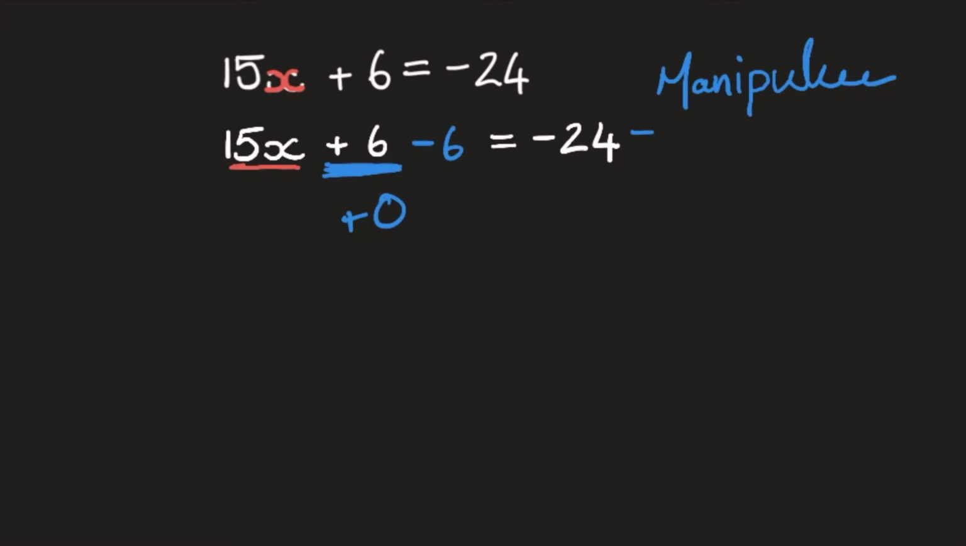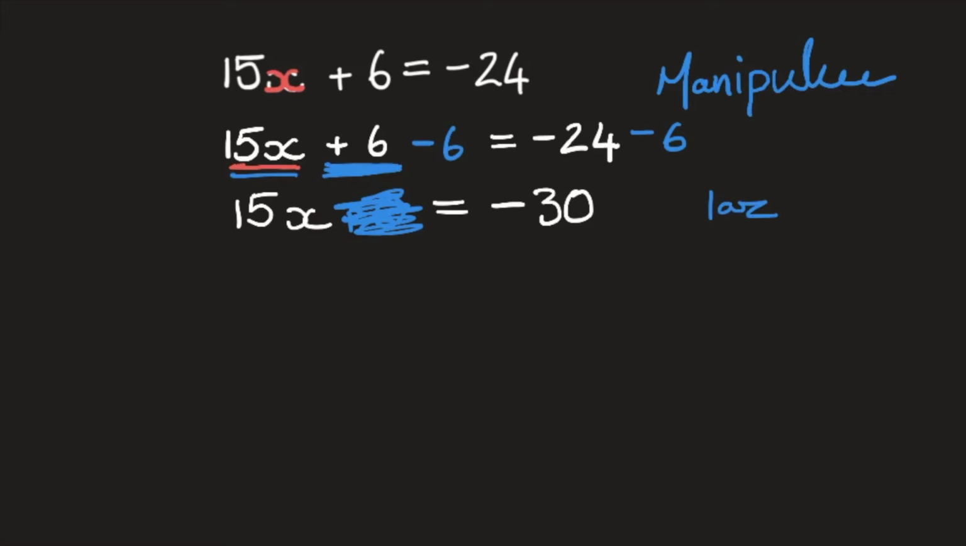But because we need to figure out what 15x is equal to, we're going to subtract it from the other side as well, which gives us 15x is equal to -24 minus 6, which is going to give us -30. We'll just put the 0 there to give effect. Let's cross it out. The reason we don't actually put it there is because mathematicians are lazy.